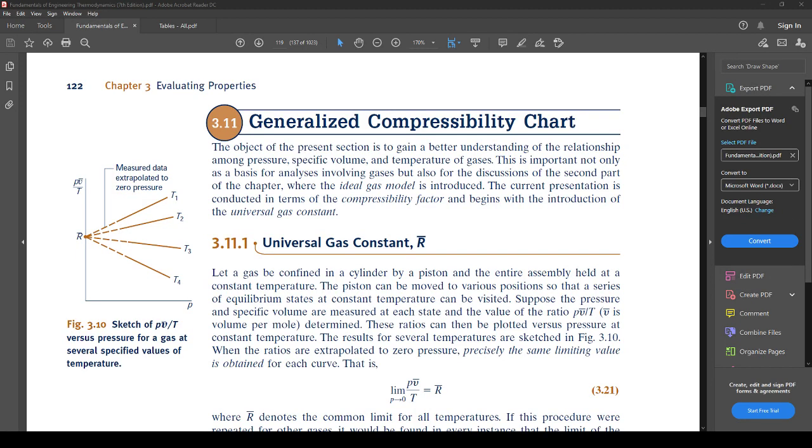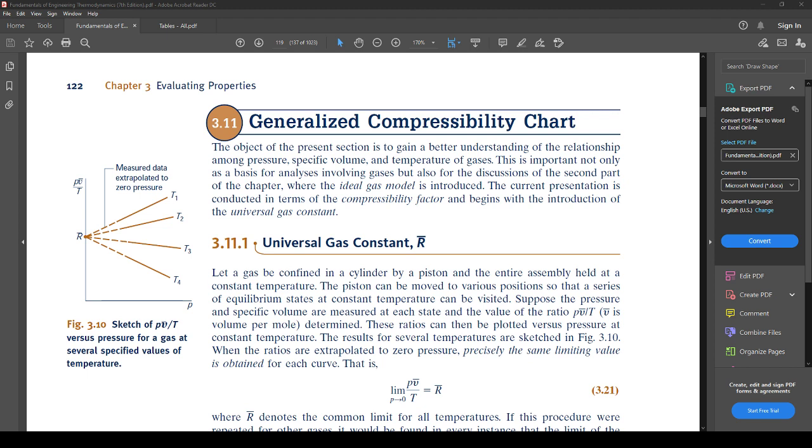Alright, so today we're doing generalized compressibility, which is 3.11. This is one of the last chapters that you actually cover in this first part. So that means that we are almost to the exam, right? I know that's probably scary for some people, but we are, yes, almost to the exam.